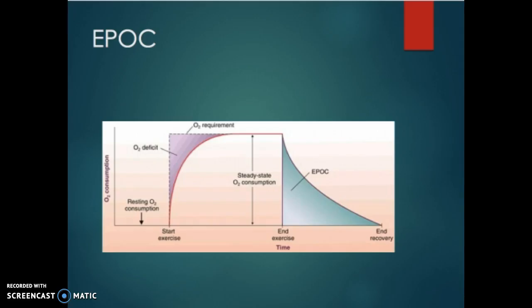The final stage of this graph is the EPOC. This is where we have stopped exercise and are now in recovery. The EPOC is the amount of oxygen that is needed in order to resupply our muscle phosphates, phosphagens, and the ATP-PC system.